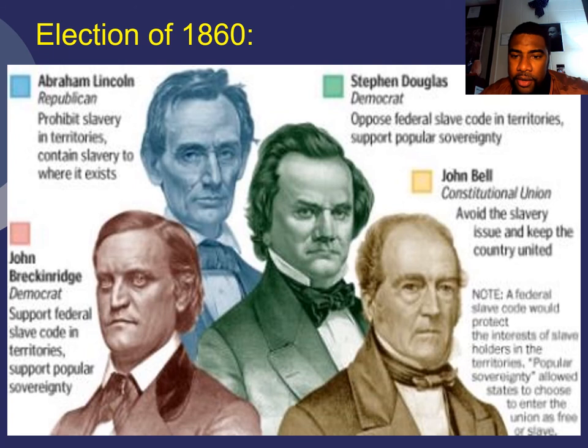He was a Constitutional Union member, and his point of view was he avoided the slave issue and kept the country united. A federal slave code would protect the interest of slaveholders in territory. Popular sovereignty allowed states to choose to enter the Union as free or slave. All right.